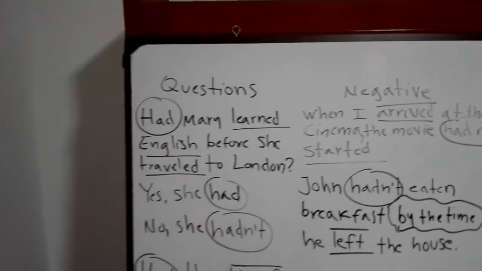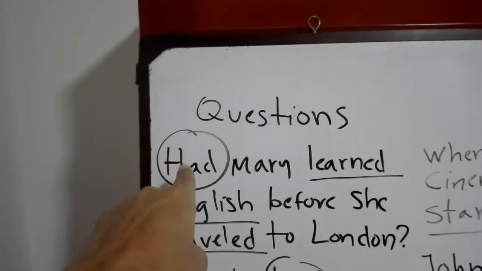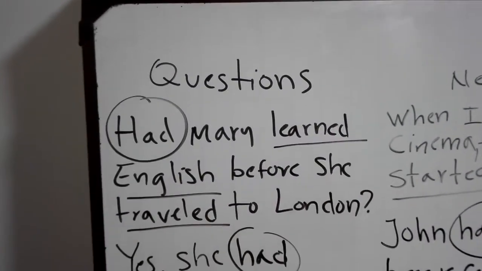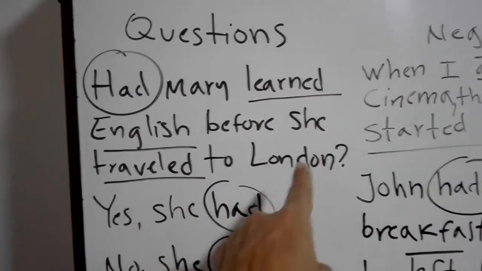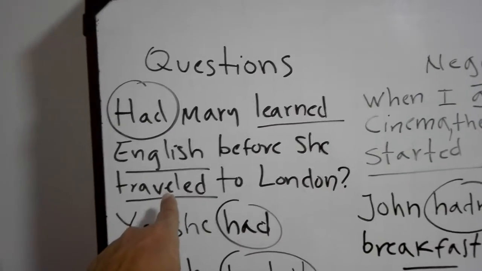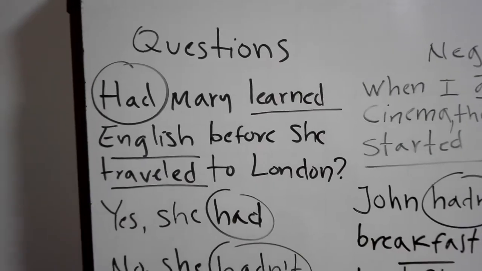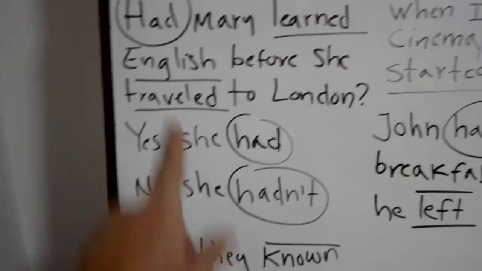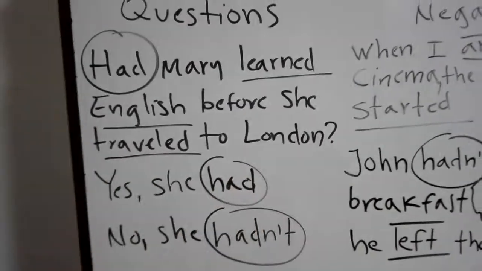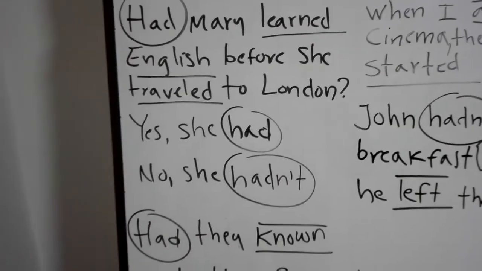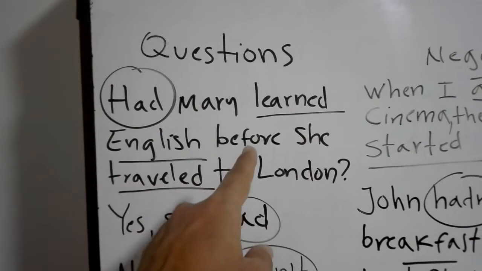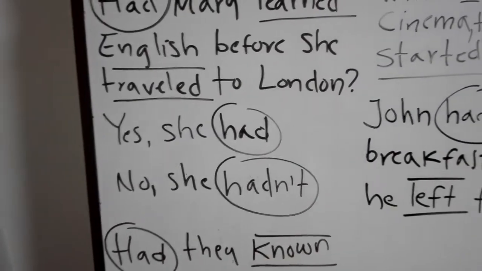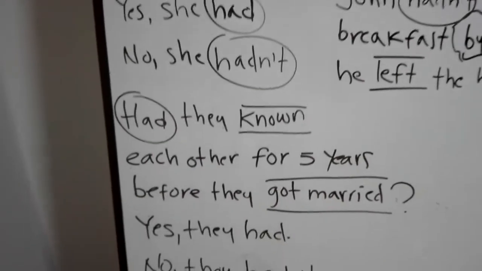And now let's see how we ask questions. So the first thing we use is the auxiliary, okay? So we say, had Mary learned English, okay? Past perfect. Had Mary learned English before she traveled to London, okay? Here is the verb in past simple, you see? If the answer is affirmative, we say yes, she had. Remember, to give short answers, we use the auxiliary. Yes, she had. And now, let's suppose the answer is negative, and the question is, had Mary learned English before she traveled to London? No, she hadn't, okay? She didn't have any idea about English. No, she hadn't.